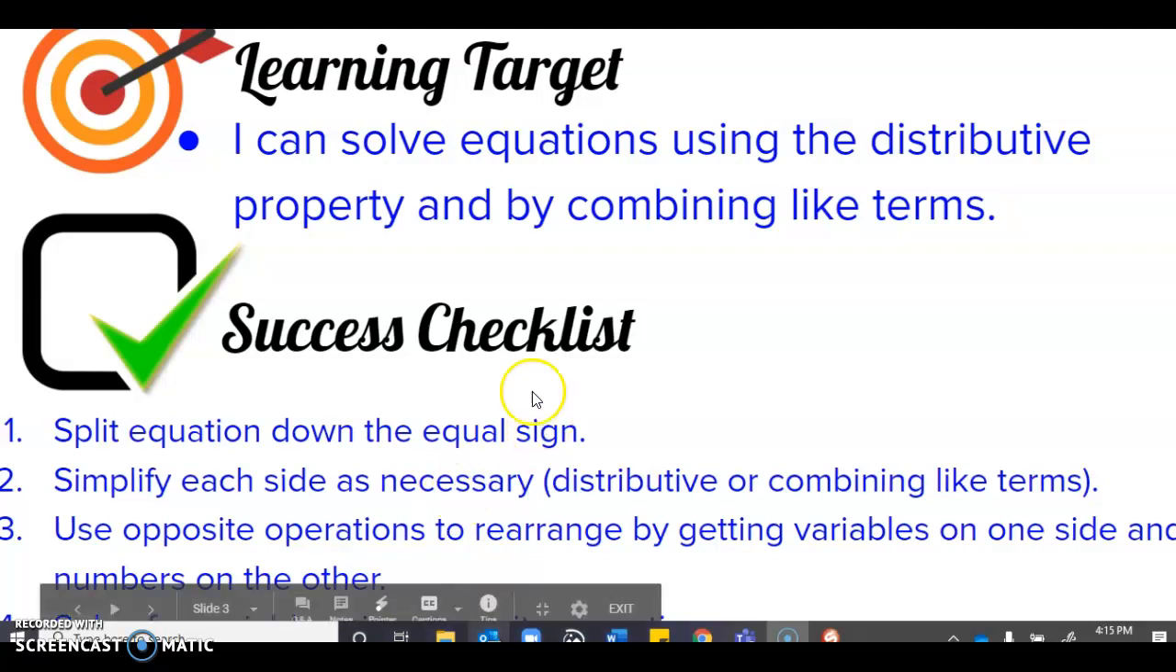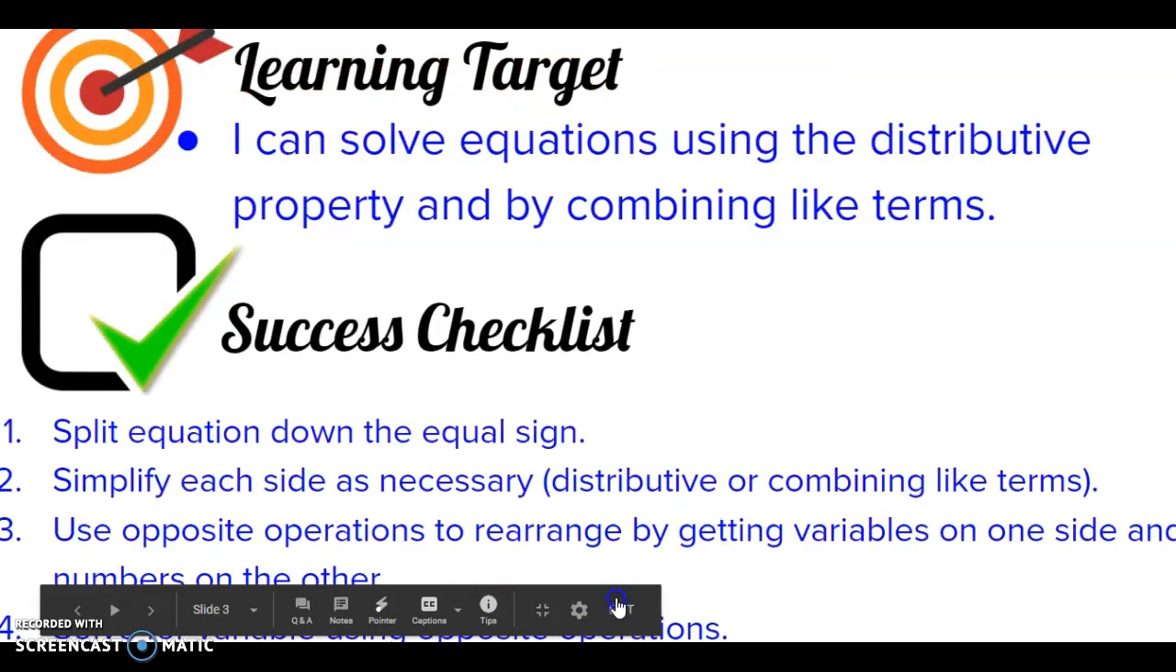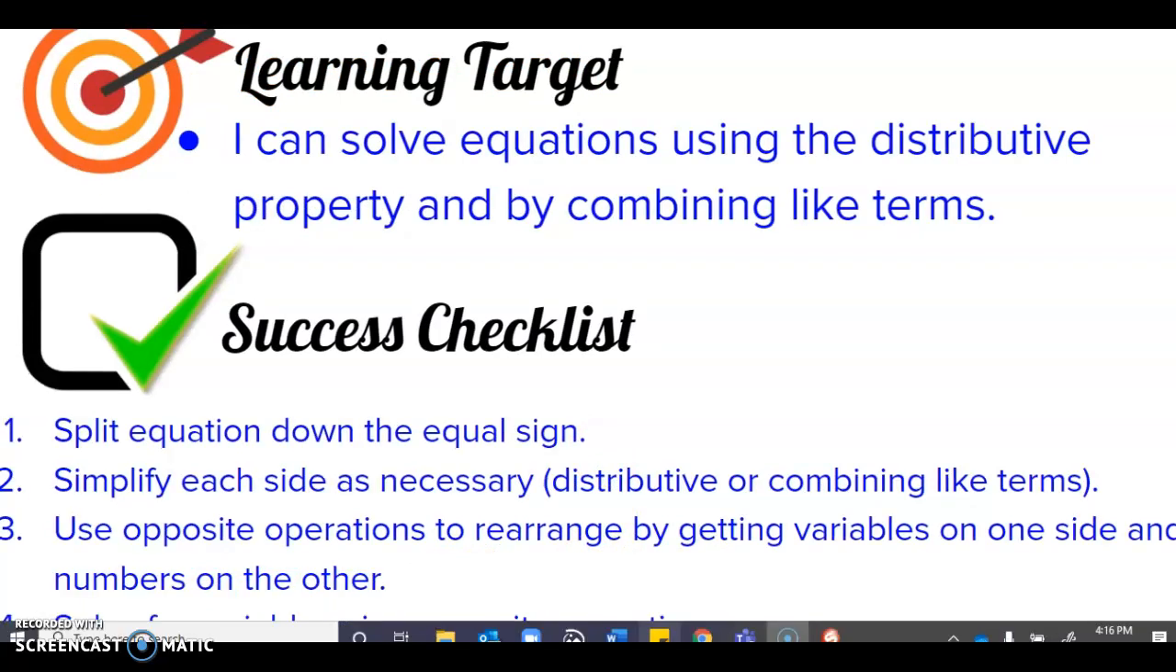Once you complete the simplifying process, you're going to move on to using opposite operations to rearrange by getting variables on one side and your numbers on the other side. I cannot read that last one. Let me move. After we've rearranged, our last step would be to solve for the variable using opposite operations.